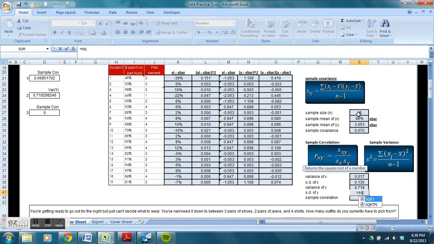And our sample correlation. So look up the formula here. Here's our sample correlation, and the numerator is the sample covariance, and then you divide that by the quantity of the standard deviation of x multiplied by the standard deviation of y. So sample covariance divided by the quantity, so open parentheses, standard deviation of x multiplied by standard deviation of y. Looks good to me.